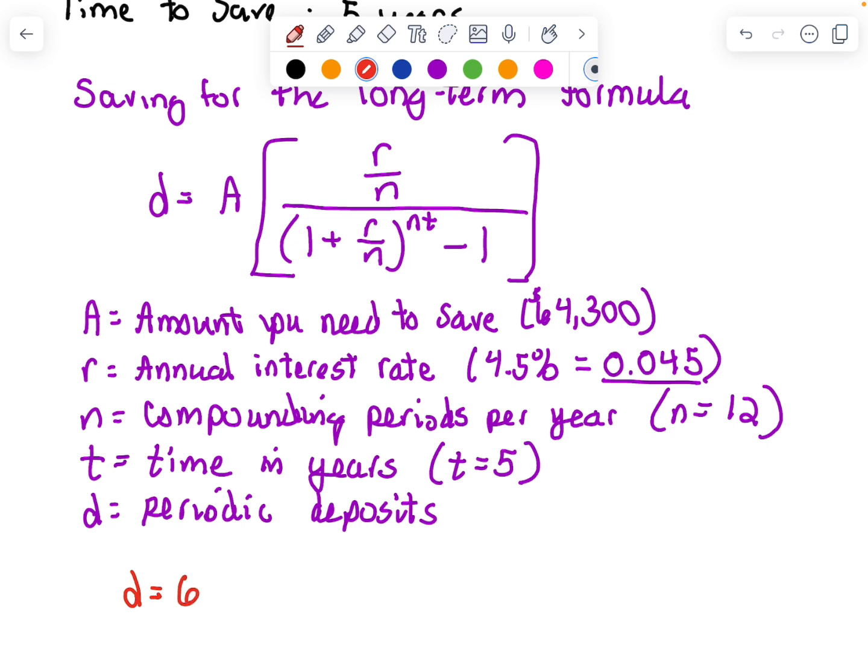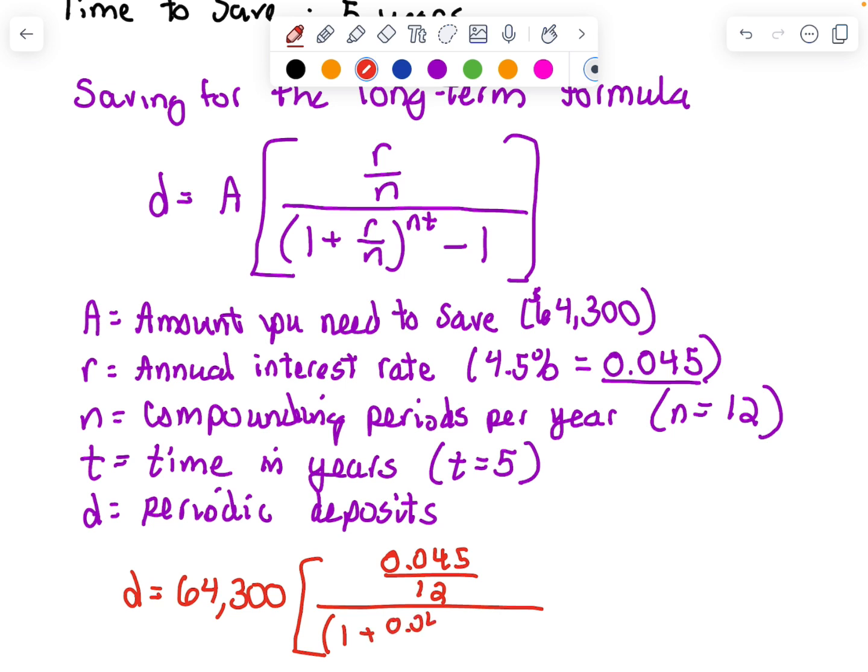So D is going to be equal to 64,300 times, open our parentheses. In the numerator, we're going to put our interest rate of 0.045 divided by 12, our compounding periods. And then in the denominator, we're going to put 1 plus that same fraction of 0.045 divided by 12. And we're going to raise that to the 12 times 5 exponent and then minus 1.